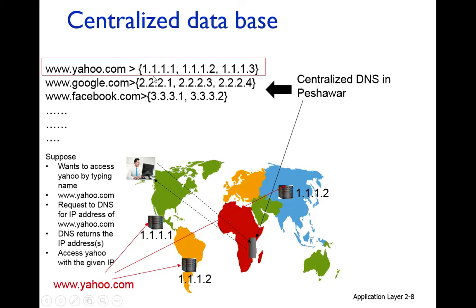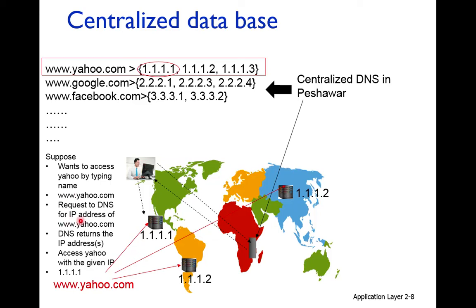So the user picks the first IP address, for example 1.1.1.1. The user accesses 1.1.1.1, and now the user sends the query based on the IP address. On that IP address it accesses this server. So what is the advantage of DNS? The advantage of DNS is that the user only accesses systems on the internet using names.